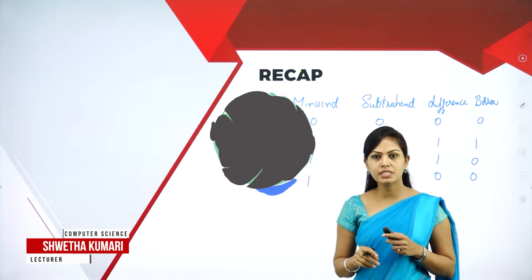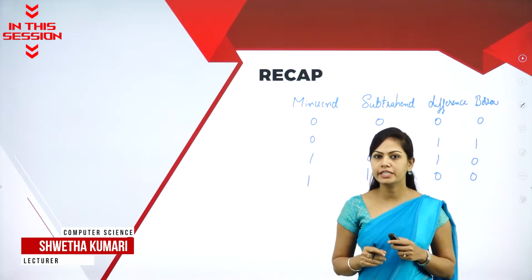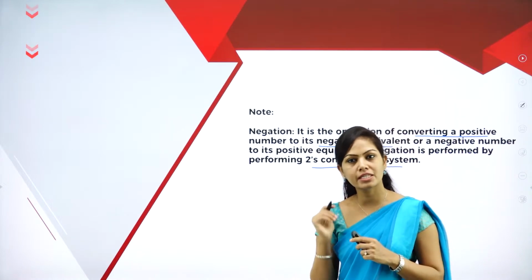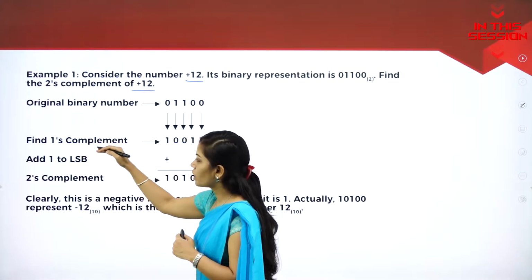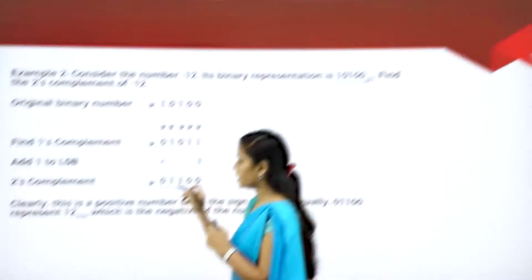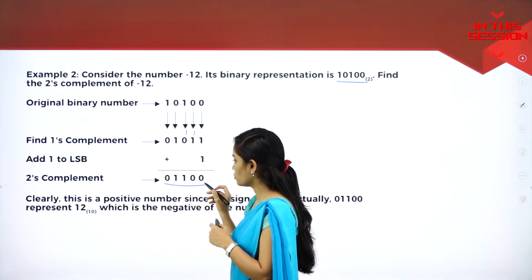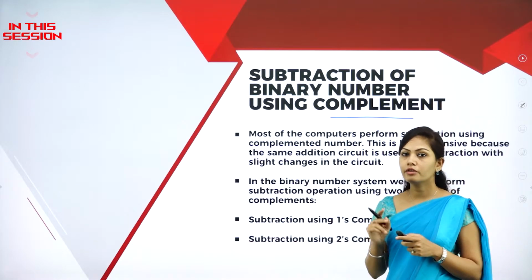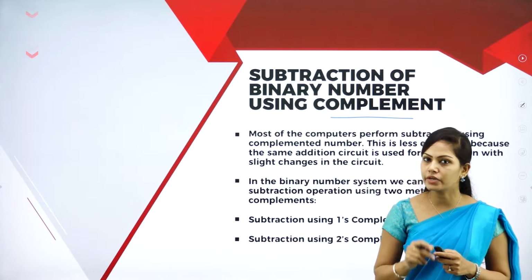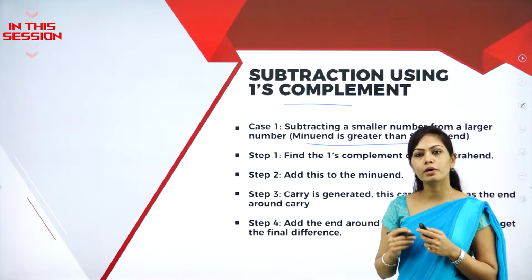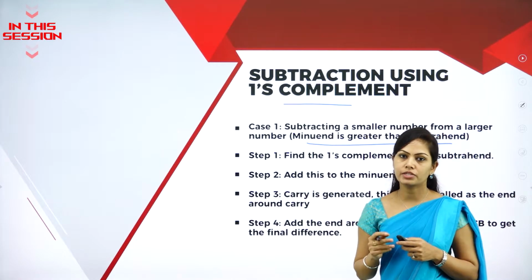And also I have discussed representation of signed integers. Only in 2's complement system we can use this negation method. Find 1's complement method to this binary value. Here we have 0, 1, 1, 0, 0. So sign bit is 0. Using complement method we can subtract two binary values. Minuend is greater than subtrahend means how to perform the binary subtraction.